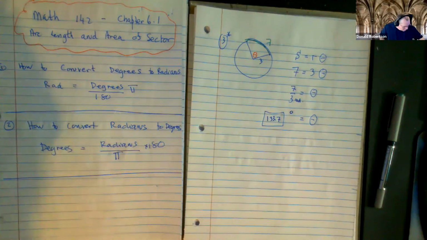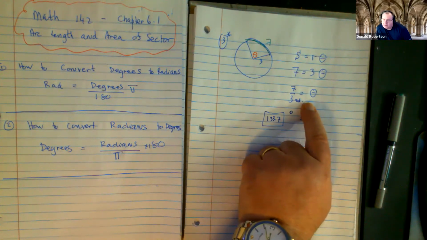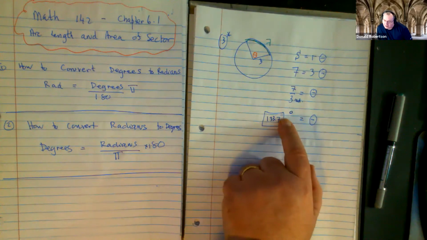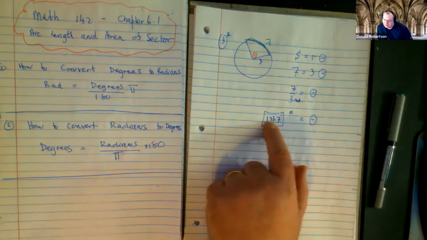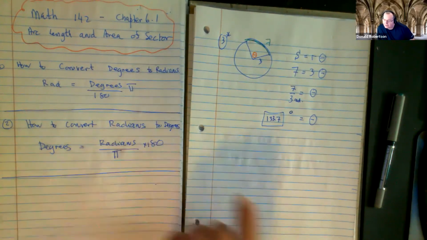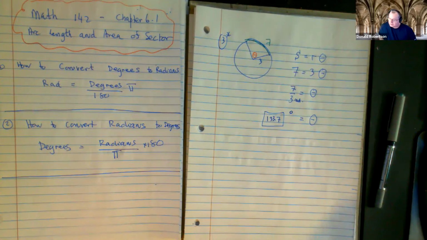So watch out for that. Sometimes, probably most of the time, they'll want 7/3. But if they want the answer in degrees, you better do it in degrees, right? So you need to know how to convert when that happens. Does that seem reasonable? Just be careful, right?